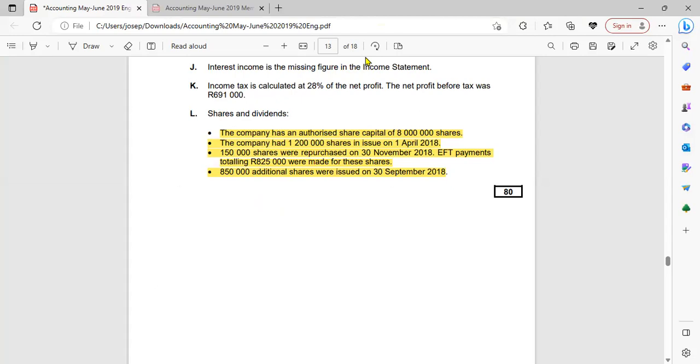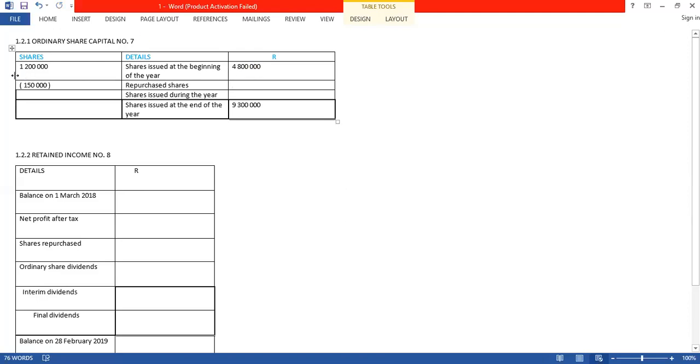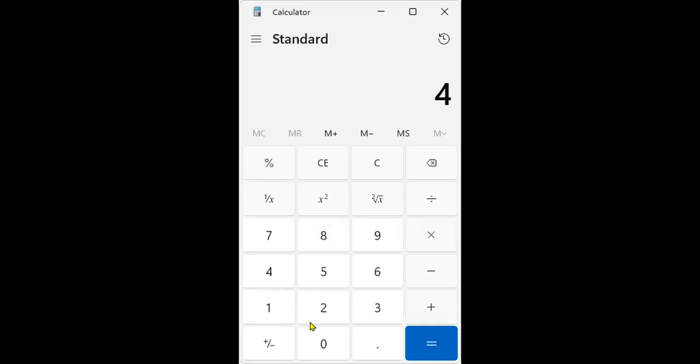No, it is easy because you have your total cost at the beginning of the year and your number of shares at the beginning of the year. So it is simple, guys. We are just going to say 4,800,000 divided by 1,200,000. Okay, let me share my calculator so that I can calculate with you guys. So 4,800,000 divided by the number of shares. So our average share price is 4 rands.